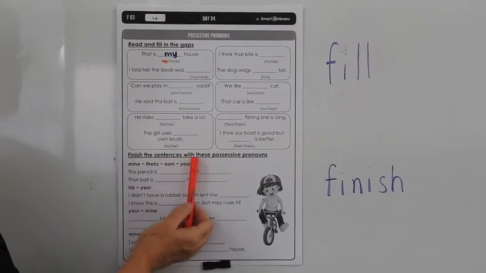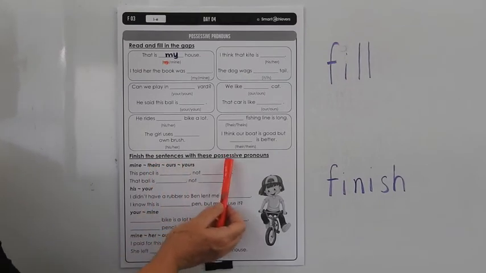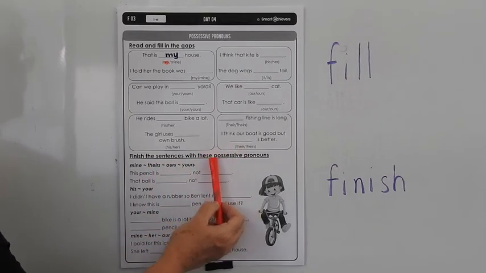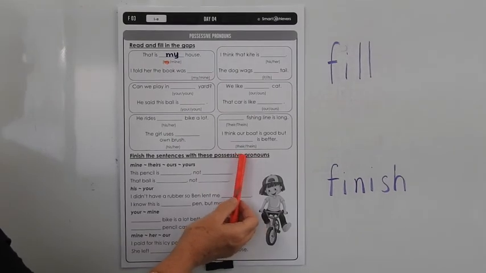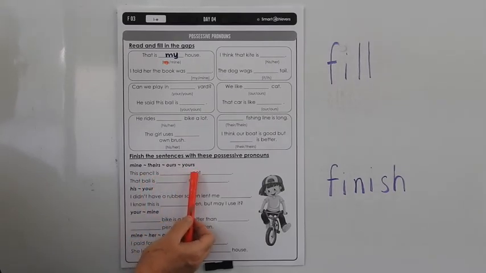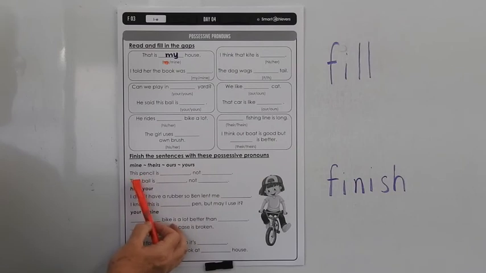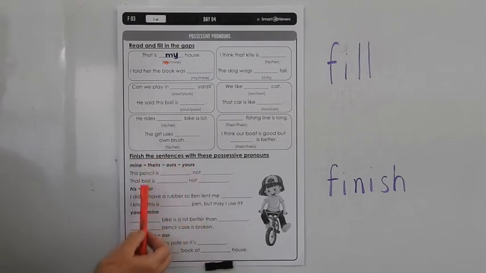Finish the sentences with these possessive pronouns. So these ones show possession. So we're saying what something belongs to, who it belongs to. Is it mine, theirs, ours, or yours? This pencil is mine, not yours. That ball is theirs, not ours. So you can have different pairs of them too.